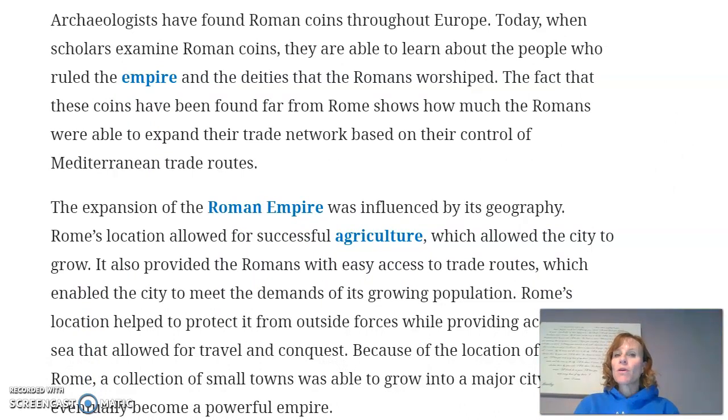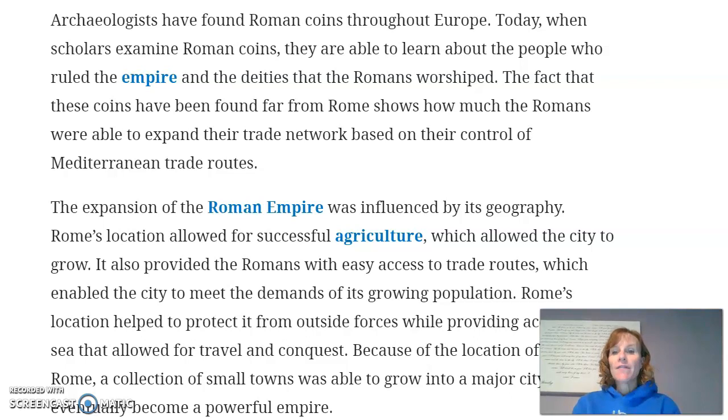Archaeologists have found Roman coins throughout Europe. Today, when scholars examine Roman coins, they are able to learn about the people who ruled the empire and the deities that Romans worshipped. The fact that these coins have been found far from Rome shows how much the Romans were able to expand their trade network based on their control of the Mediterranean sea routes.